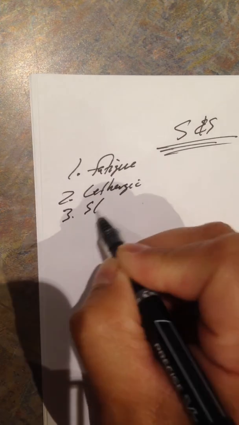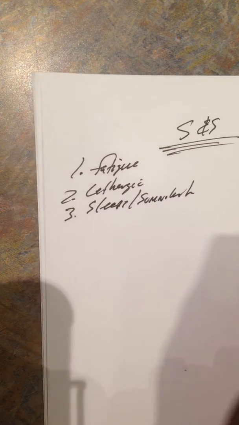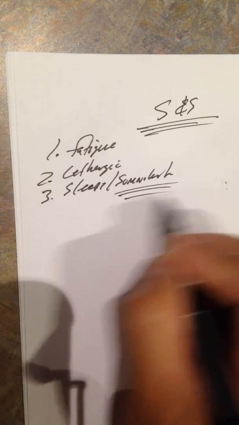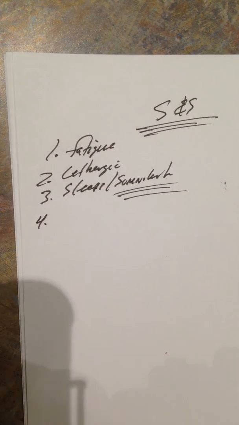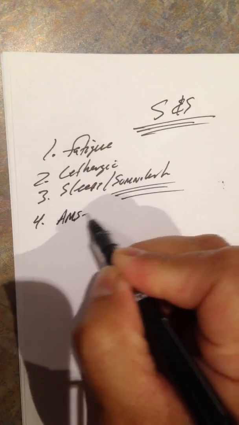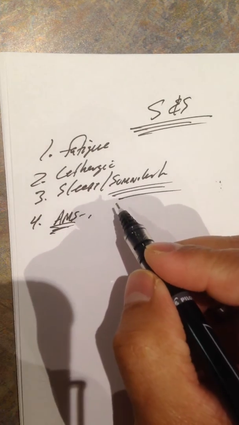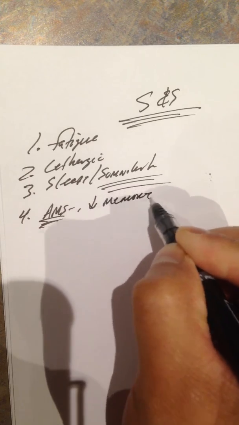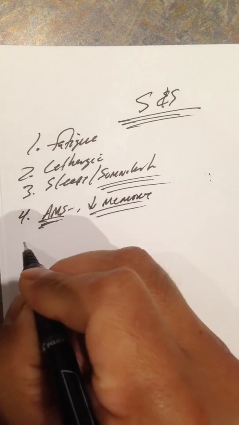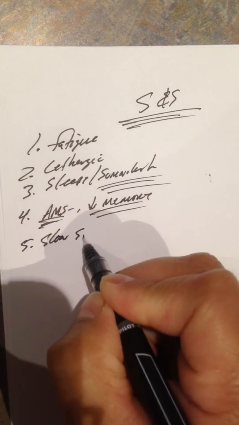Number 3, extremely sleepy, extremely somnolent, or somnolence. They're going to be drowsy, they're going to be fatigued, they're going to be lethargic, sleepy. They're going to also have change in their mental status or altered mental status. They're going to have problems with memory. They're going to have slow speech.